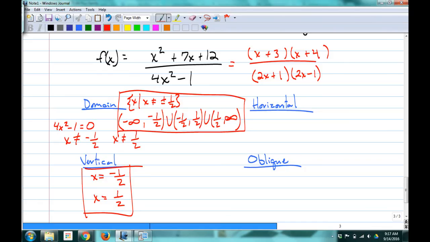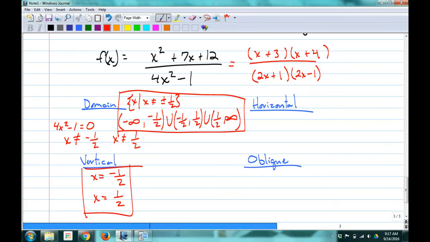So we have to look at the degrees. What's the degree of the numerator? 2. What's the degree of the denominator? They're equal, so that means there has to be what kind of asymptote? Horizontal, because they're equal. And if they're equal, the horizontal asymptote is going to be at the ratio of the leading coefficients.